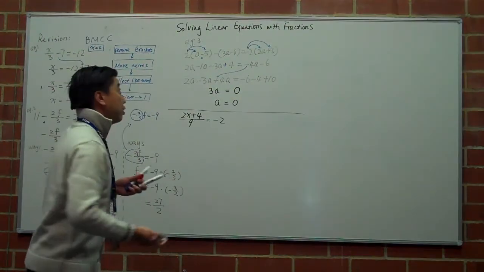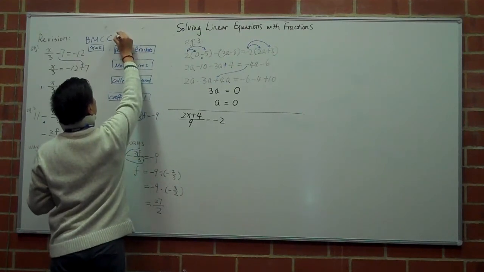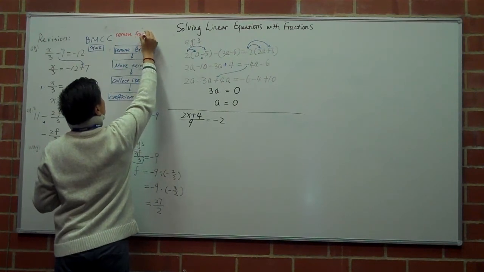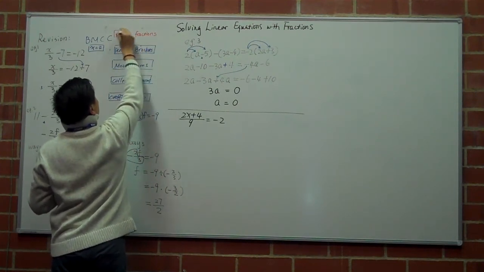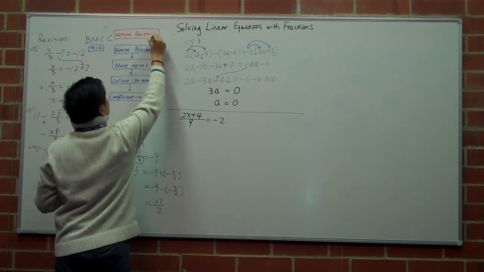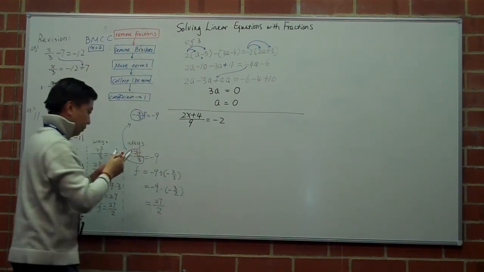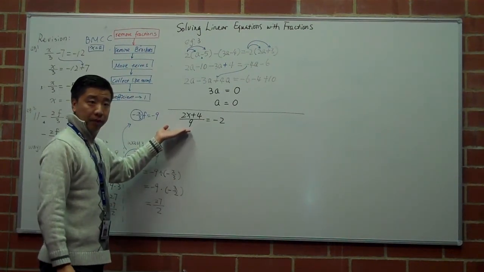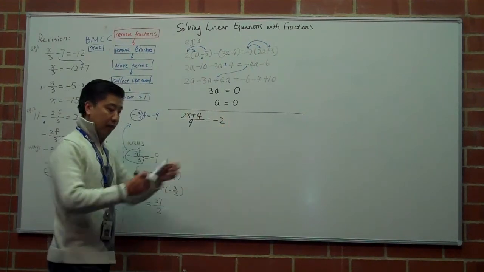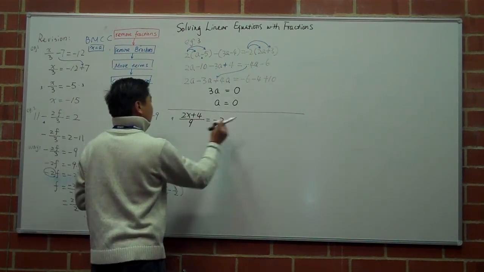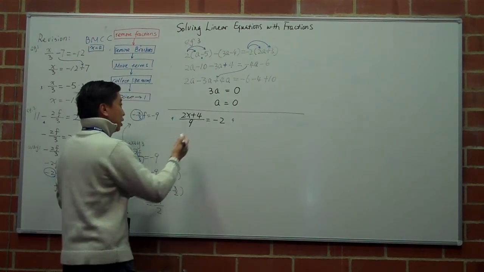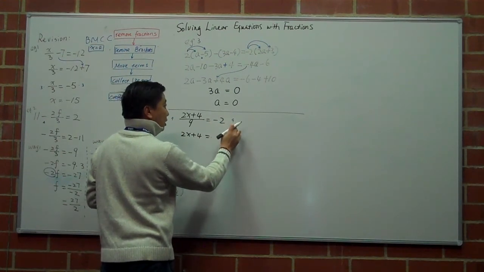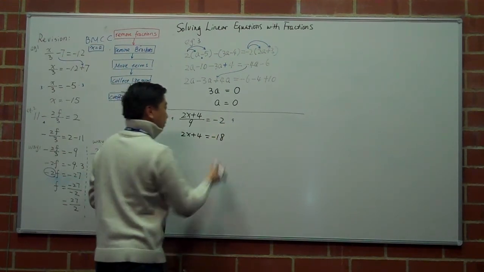Good. Okay, so the first step, I want to add that here, we remove fractions. Okay. If you have the fraction, we can remove the fraction first. Now, how can I get rid of 9? Good, I times 9 on both sides. Okay, alright, I times 9 on both sides. Okay, so we will have 2x plus 4 equals -2 times 9 is -18.